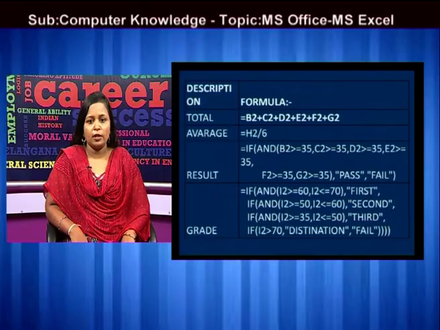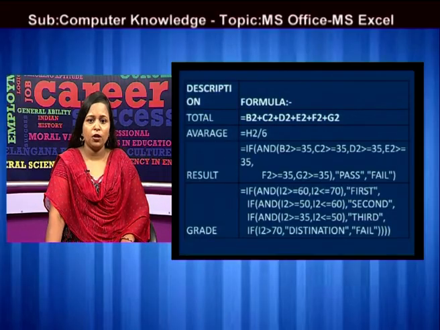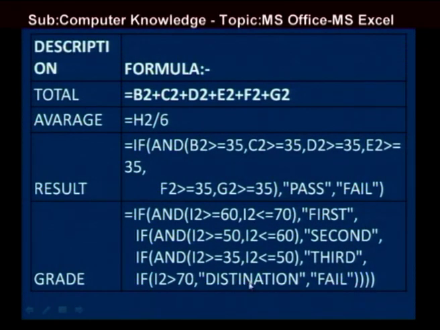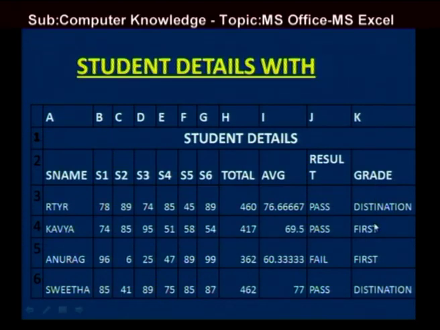First class, how to find out the first class? 60 to 70% marks is there, so then only we consider it first class. Next, 50 to 60% is second class, and 35 to 50% shows third class. Distinction is greater than 70%; only in that situation do we define distinction, otherwise the student will fail. So, this is the formula for the grade option.